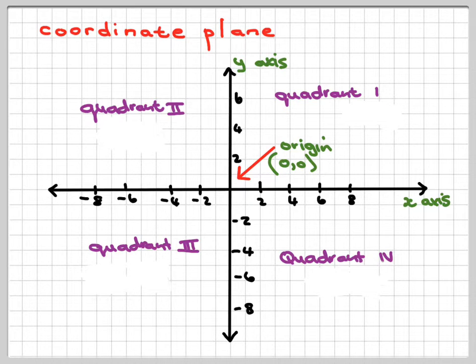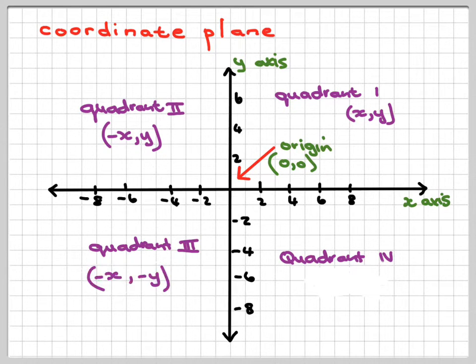The x values in quadrant 1 are positive, and so are the y values in quadrant 1. In quadrant 2, the x value would be negative, and the y value would be positive. In quadrant 3, the x value would be negative, and the y value would also be negative. And in quadrant 4, the x value would be positive, and the y value would be negative. Let's look at why that is so.